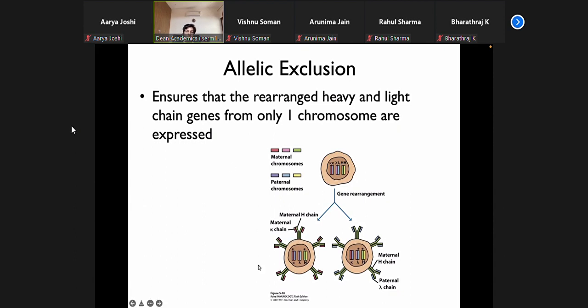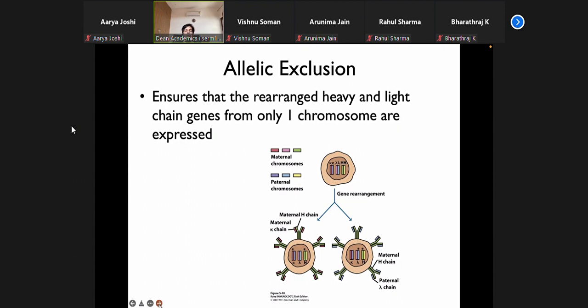Obviously, this occurs both for heavy chain and light chains, right? And the combination could be that in some cells, you are able to rearrange both heavy and light chain from the maternal side. In some cases, you might do it both for the paternal side, and in some, one maternal and one paternal side. Okay, so all these possibilities exist.